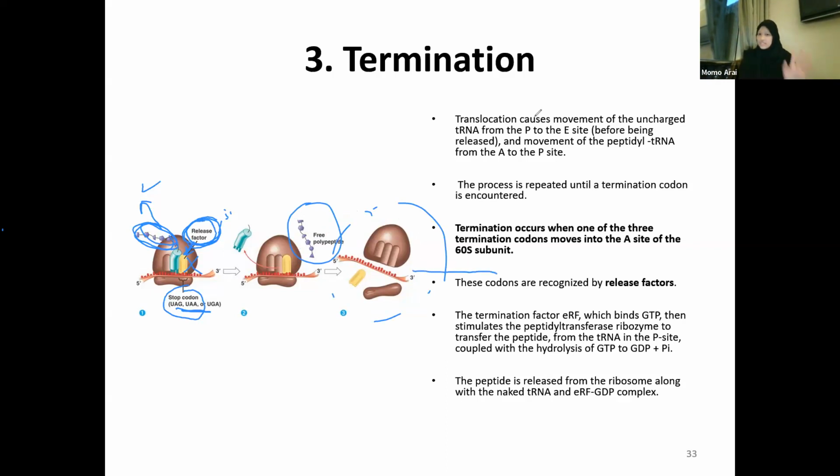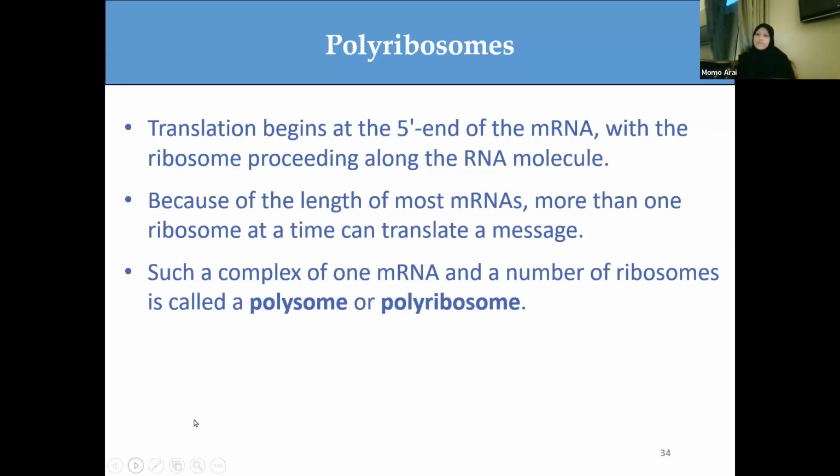So termination is easy to understand, right? Is it okay? Okay. So termination occurs when one of the three stop codons comes, and then the release factor moves onto the A site. That's the whole slide. What I just said. And then it helps to release the whole thing.